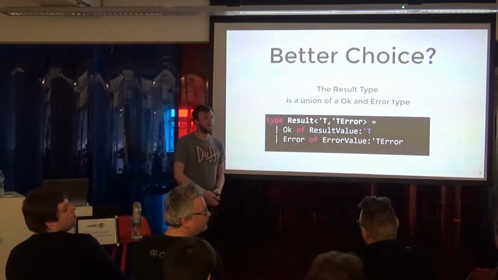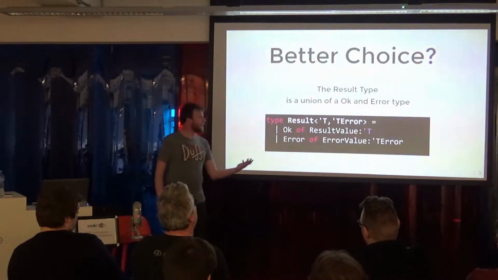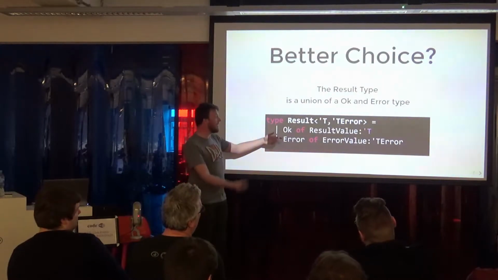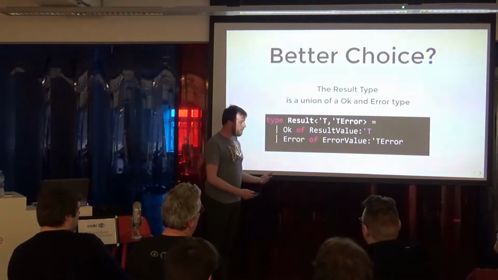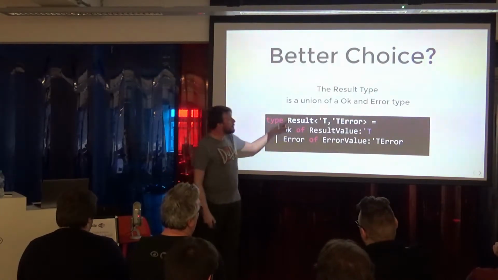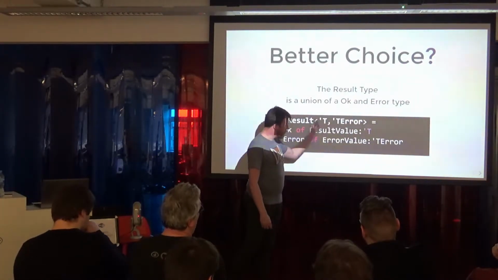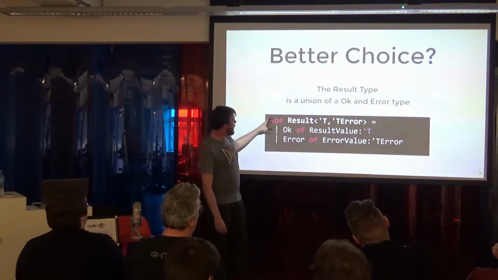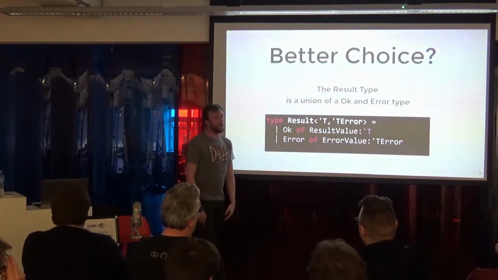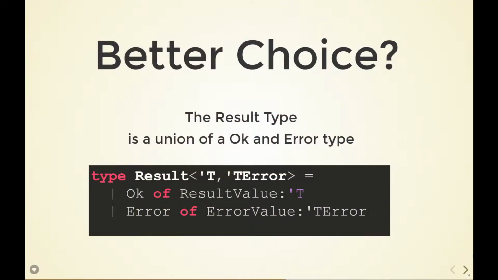Does F# have union types? Sorry? Does F# have union types? Yes, it has specifically discriminated unions. So this is an actual union type itself. Discriminated unions are a fundamental piece of F#. So this is how you define a discriminated union. You say type, you give your qualification and your generic arguments, and you define the individual cases, and then you say what each case's type is. That is, if that wasn't explicit, good question.